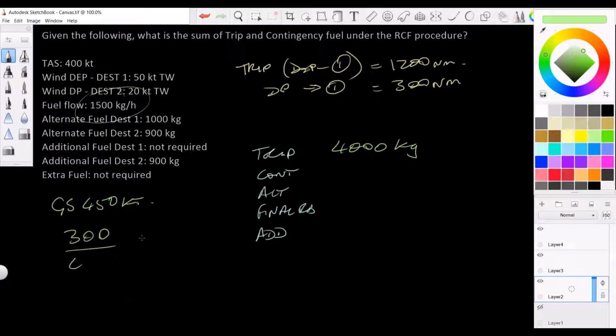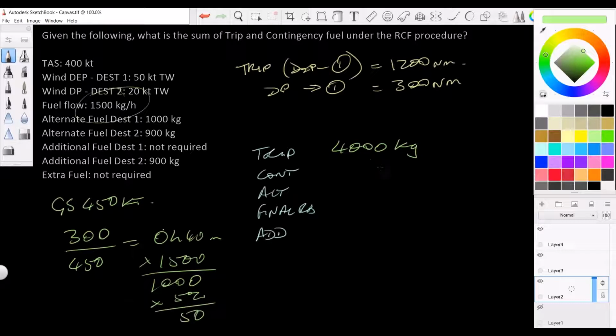So 300 divided by 450 to give the time, which gives you 0.667 hours as a decimal, or 0 hours, 40 minutes. If you're going to convert it, multiplying that by 1500, that requires 1,000 kilograms. But of course, for the contingency, we only need 5% of that, multiplied by 0.05, and we get 50 kilograms of fuel. So the contingency fuel is 50 kilograms.